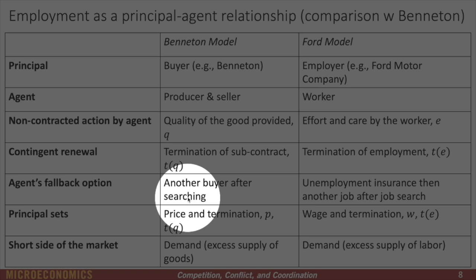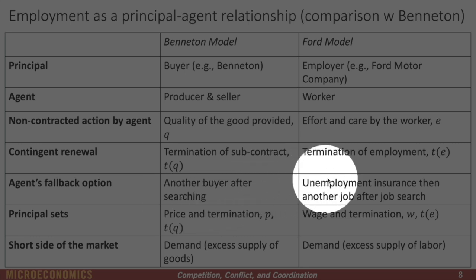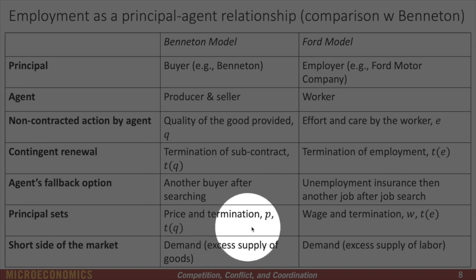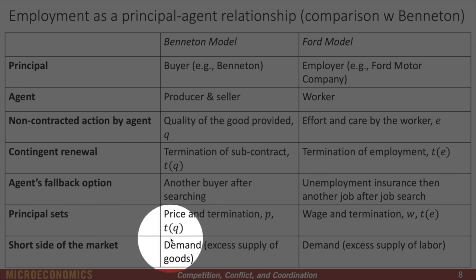What's the agent's fallback option after they're terminated? They could potentially match with another buyer after searching. In the Ford model, we've got unemployment insurance, or the unemployment benefit, then another job after your job search. Then finally, what does the principal do? The principal sets a price and a termination schedule, so there's a P and T of Q.